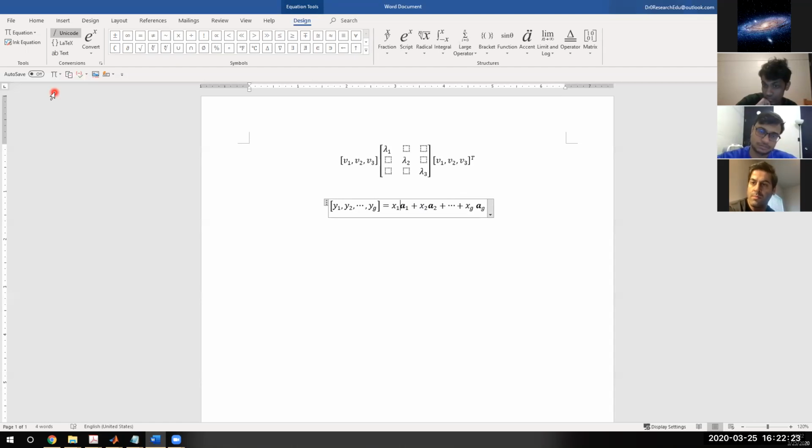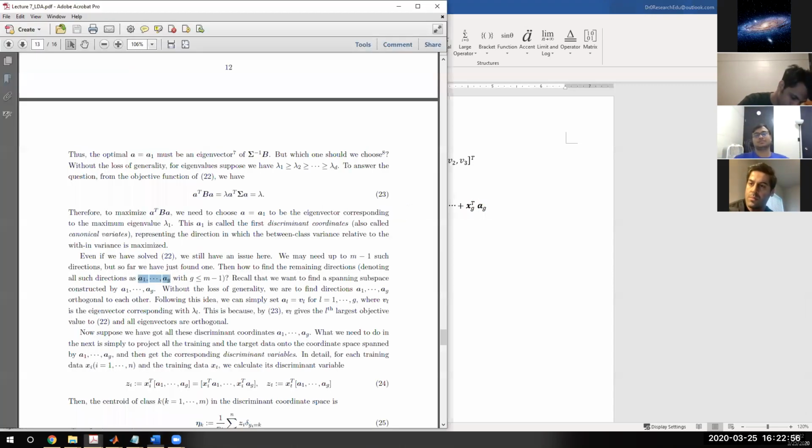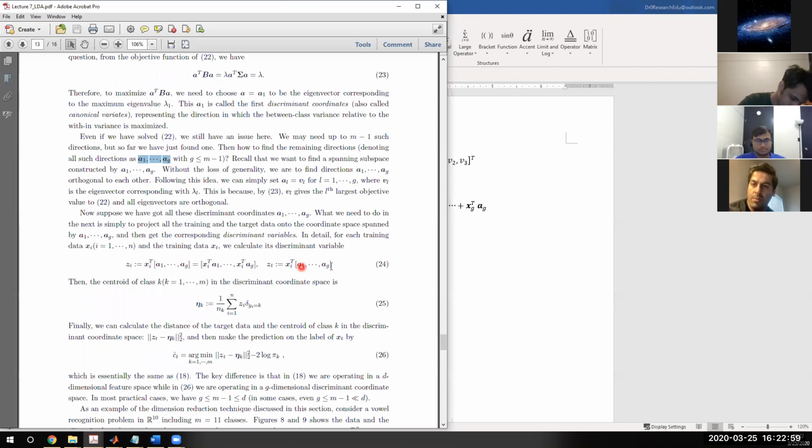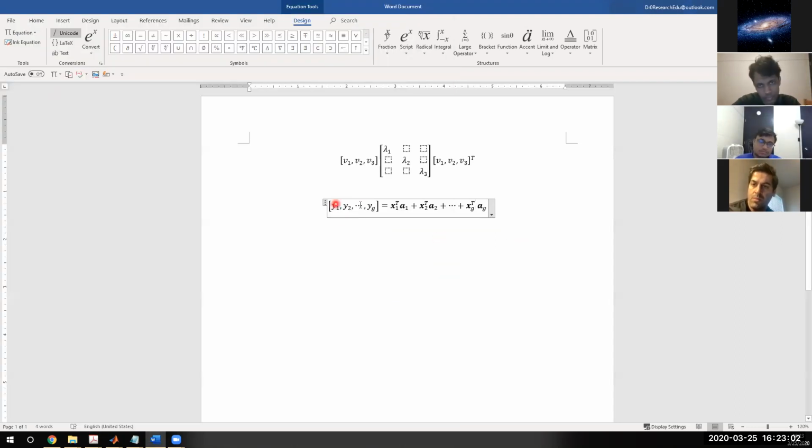Sorry, a big mistake. It should be in this one. According to linear algebra, A1, A2 to AG span a subspace if they are linearly independent, and any other vector in this space can be written as a linear combination of them. Yes, this is the spanning space. You're absolutely correct, and this is the case because I use this system to span it. So if I write it in this way, then these y's are the coordinates of this, right?